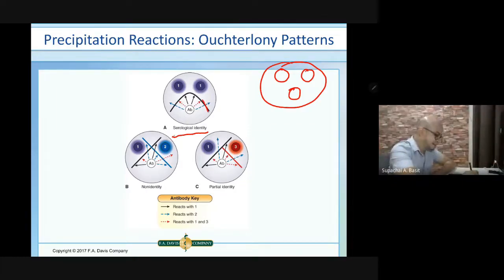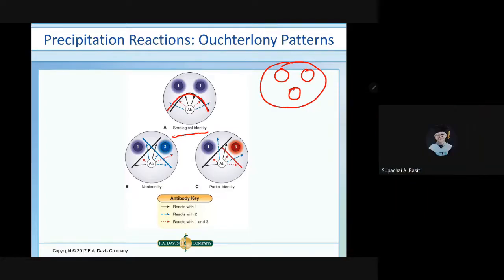So there's an arc, meaning there is serological identity. Meaning, this antigen is identical with this antibody. The arc is actually a precipitin line. This is where antigen and antibody meet.